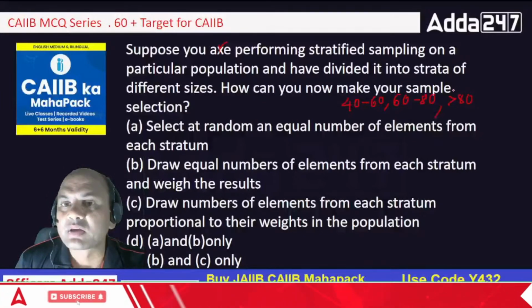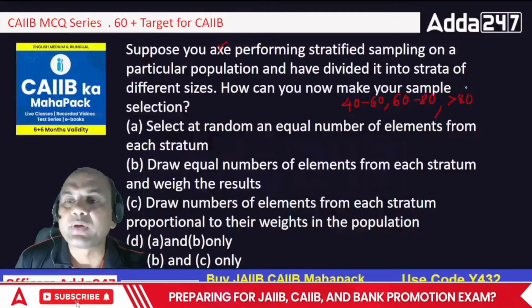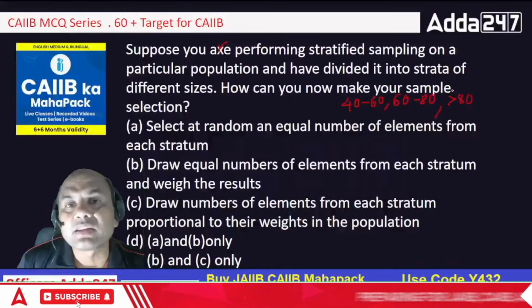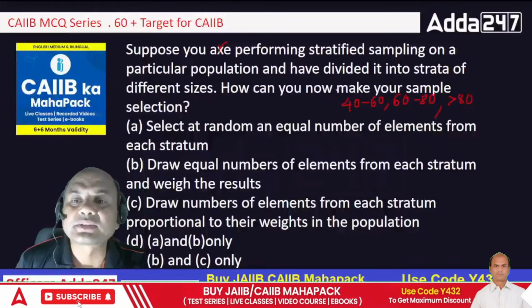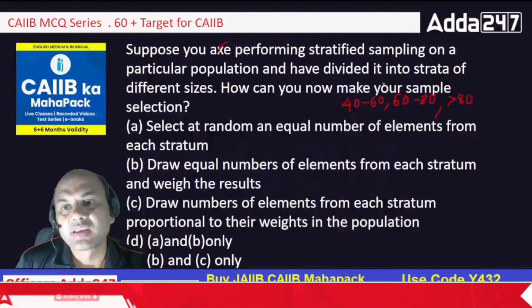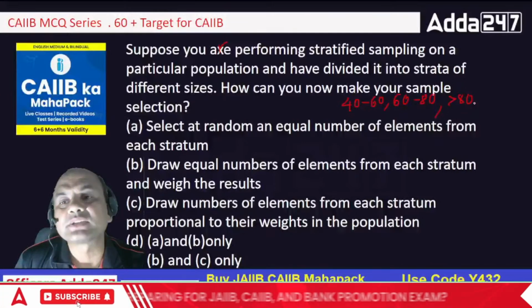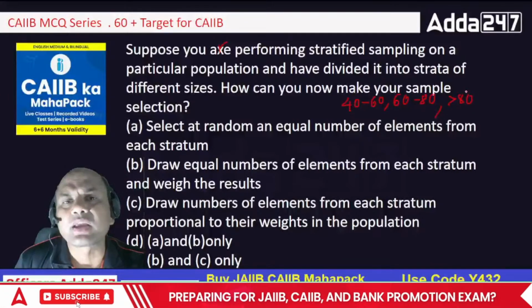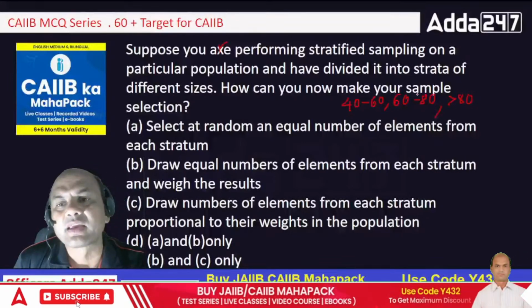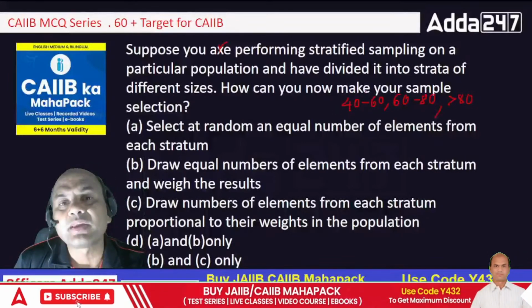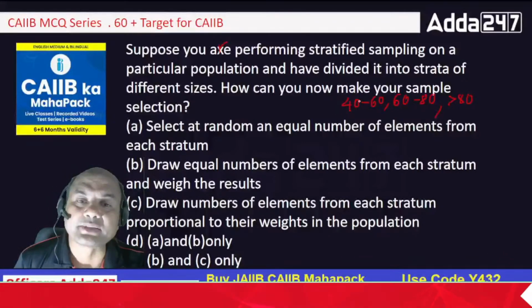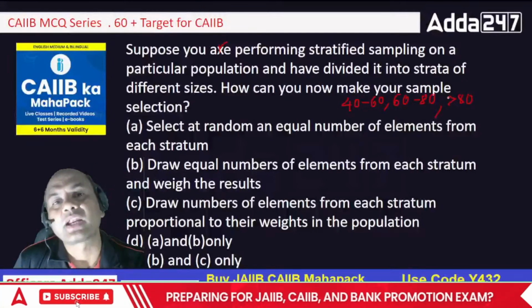So what will happen here? The person above 80 will have a different thinking than the person at 40 to 60. This person will be more focused on scoring high marks, first rank, second rank, and the 40 person will be more focused towards passing. So that is the beauty of stratified sampling.